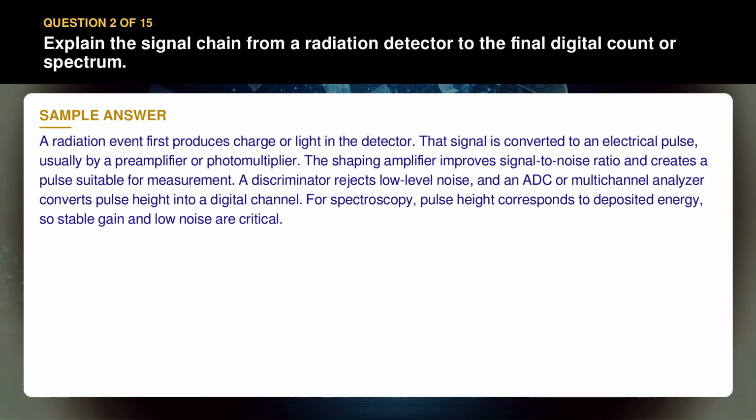A discriminator rejects low-level noise, and an ADC or multichannel analyzer converts pulse height into a digital channel. For spectroscopy, pulse height corresponds to deposited energy, so stable gain and low noise are critical.